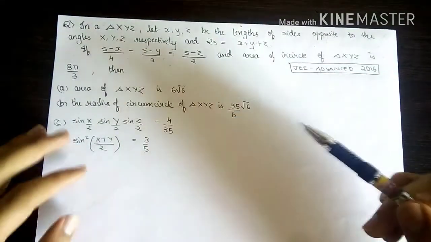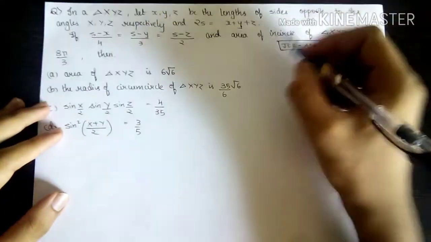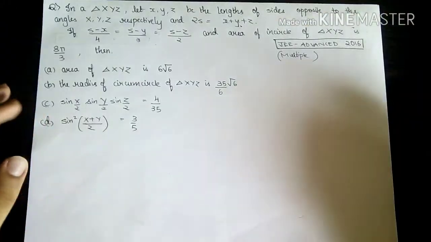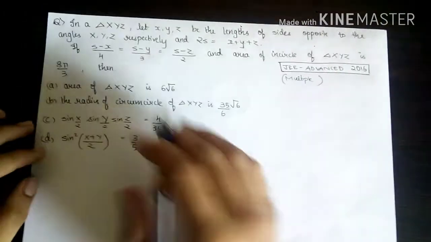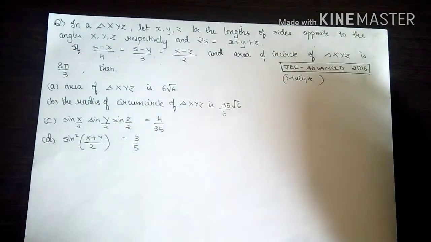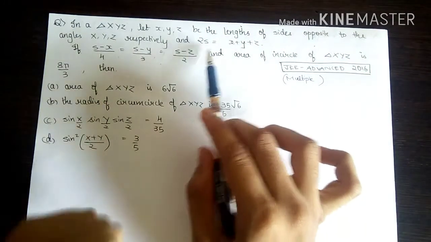Hello friends, welcome to this new video of the JEE Advanced series. I've picked up just one question. This is a multiple correct answer type question. So let's begin. It says, in a triangle, let x, y, z be the lengths of the sides opposite to angles X, Y, Z respectively, and 2s is x plus y plus z.